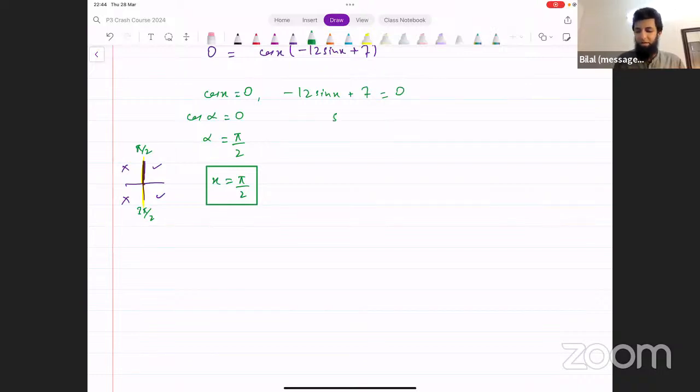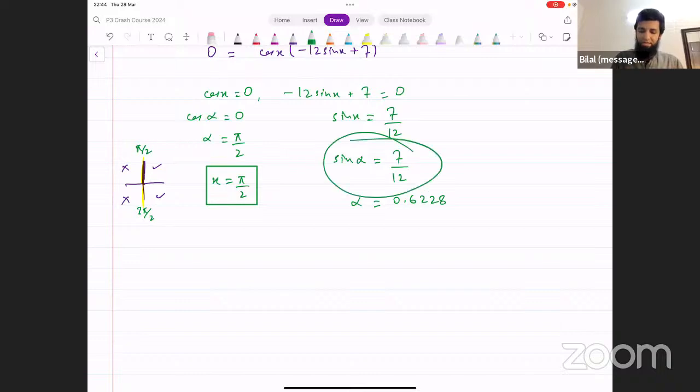What do we get from that? Sine x equals 7 over 12. Again, you find the basic angle. Sine alpha equals 7/12. What's the basic angle that we get for this? Sine inverse of 7/12, make sure your calculator is in radian mode. Okay, so this is giving me 0.6228. That's the basic angle that we get from the second equation.